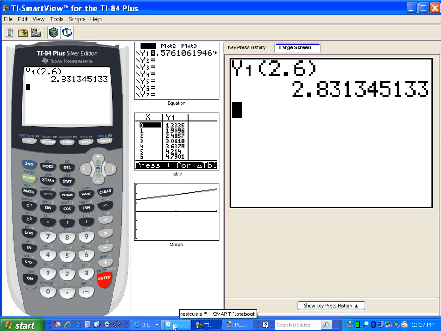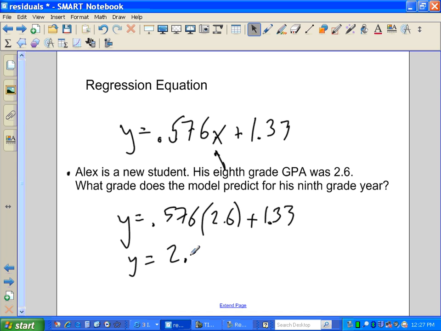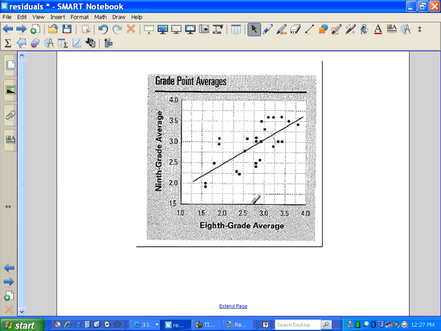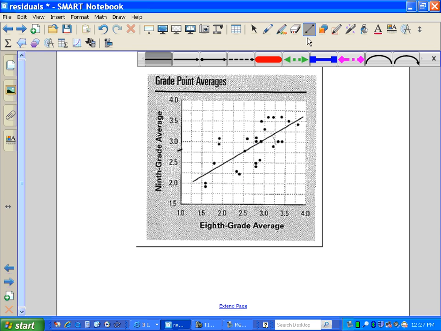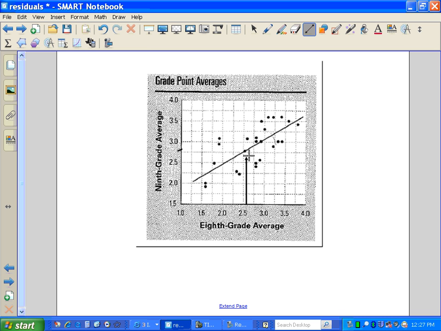Okay? So I end up with his grade should have been a 2.83. That's what this model predicted. Alex got a 2.6, and he ends up with a 2.83 based on the model. Basically what we're doing is we say, okay, Alex got a 2.6, which is about there. We scoot up to the line, we scoot over, and it gets to exactly 2.83. 2.6 is about there, up to the line, and then straight over, and that's exactly 2.83 where you see it. So the model predicted that.